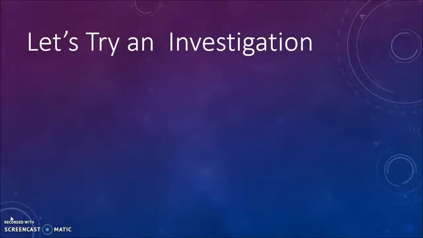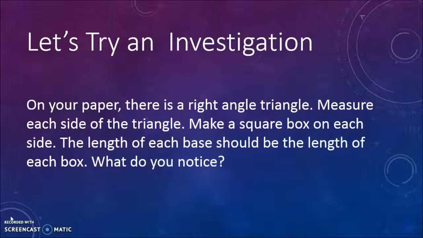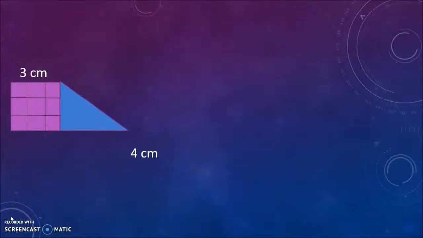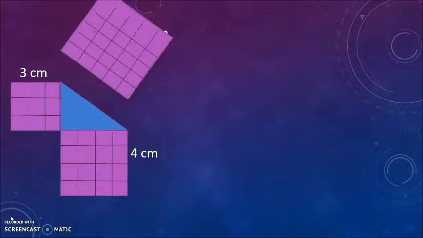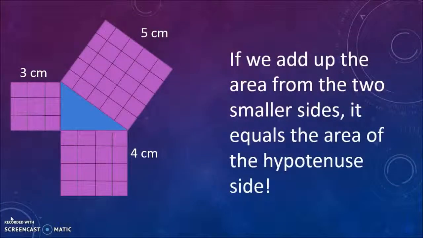Let's try an investigation. On your paper, there is a right angle triangle. Measure each side of the triangle. Make a square box on each side. The length of each base should be the length of each box. What do you notice? If we add up the area from the two smaller sides, it equals the area of the hypotenuse side.